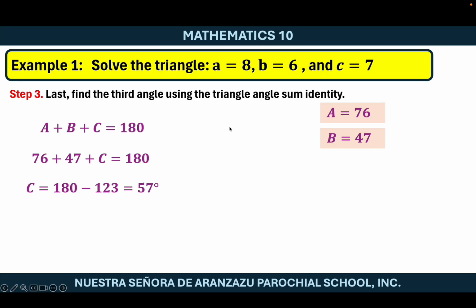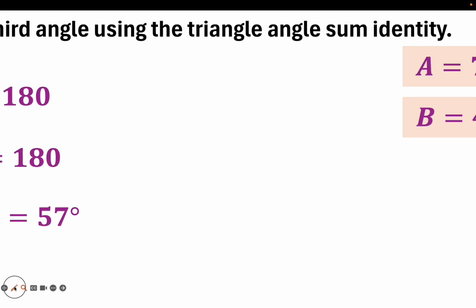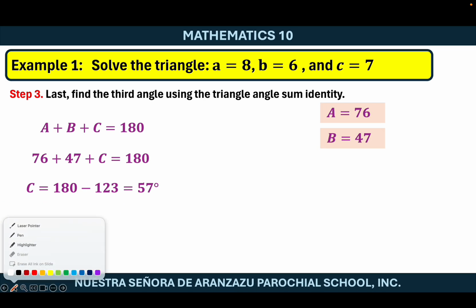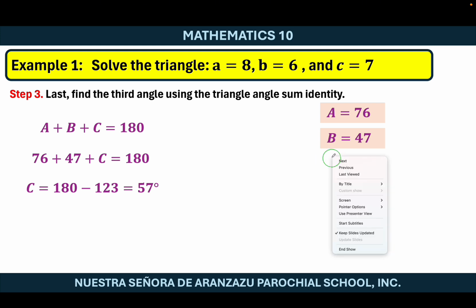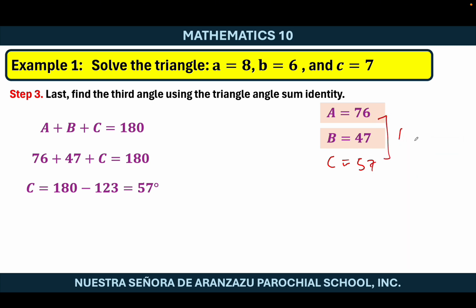So, dapat ang magiging sum nila, yan, ipag-add nyo lang yan. Angle C nyo is 57. So, itong tatlo, ang sum niyan dapat 180.